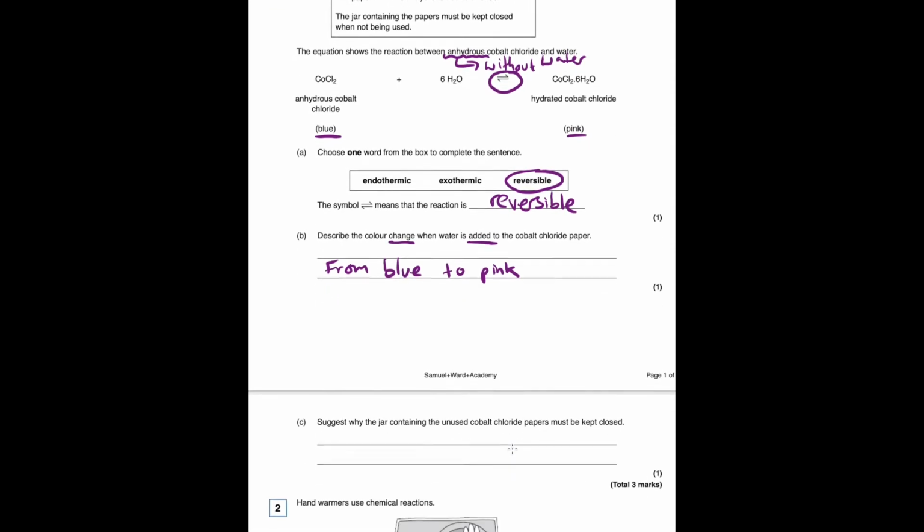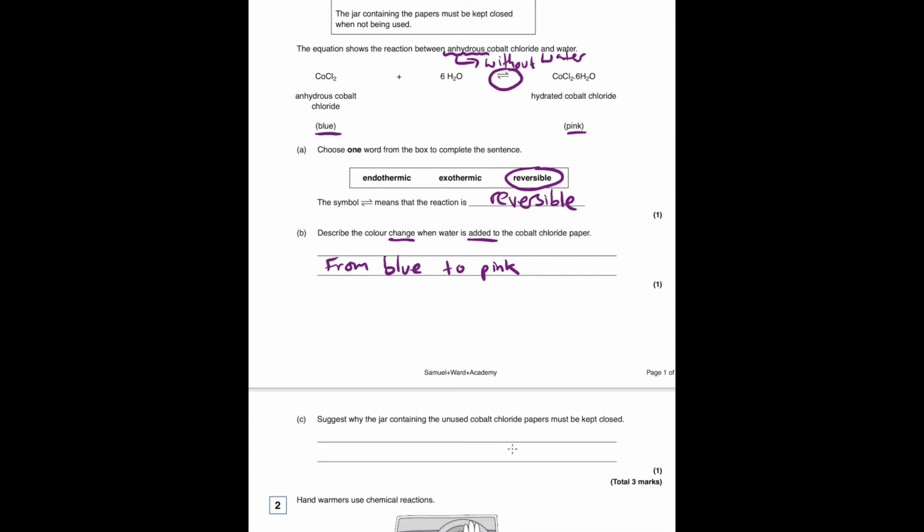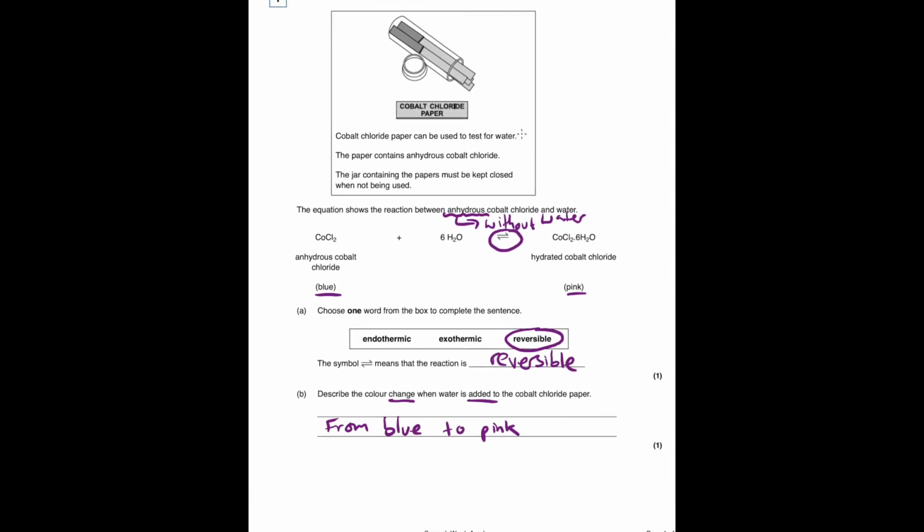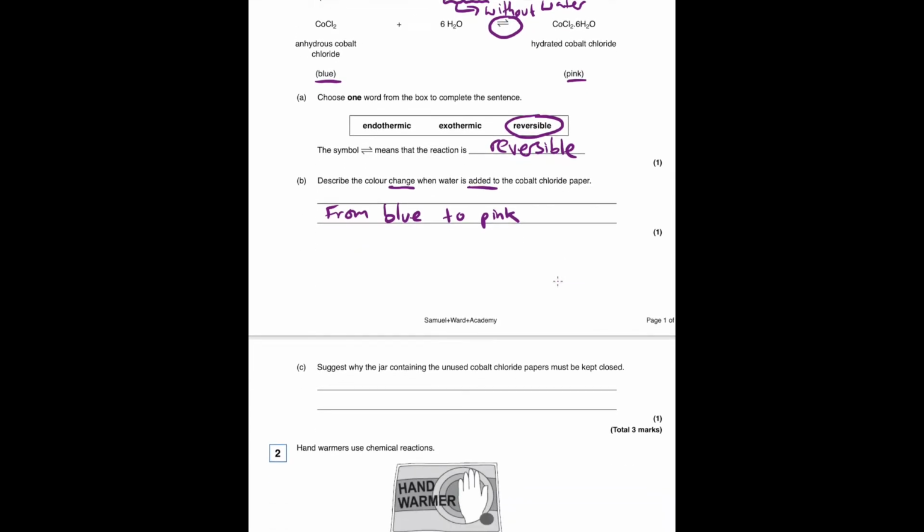So moving on to part C, suggest why the jar containing the unused cobalt chloride papers must be kept closed. So if our cobalt chloride paper is used to test for water, one of the key things we have in air is water vapour. That's one of our molecules. So if the container isn't kept closed, we're going to be exposing it to water, and therefore it becomes hydrated and pink, and therefore we wouldn't be able to use it to test for water if it's already been exposed to the water vapour that is in the air. So it needs to be kept closed to keep any moisture out.